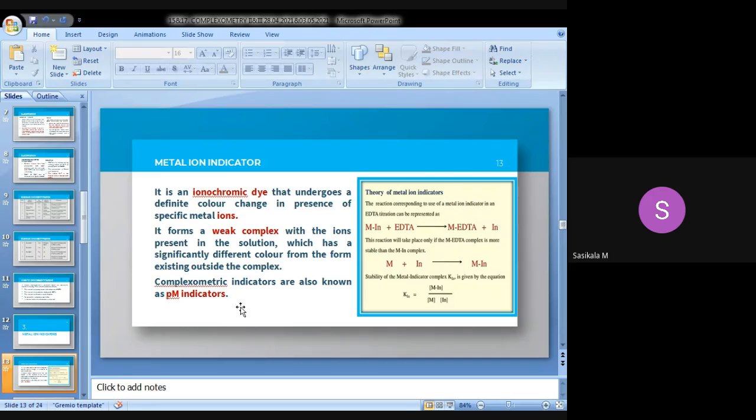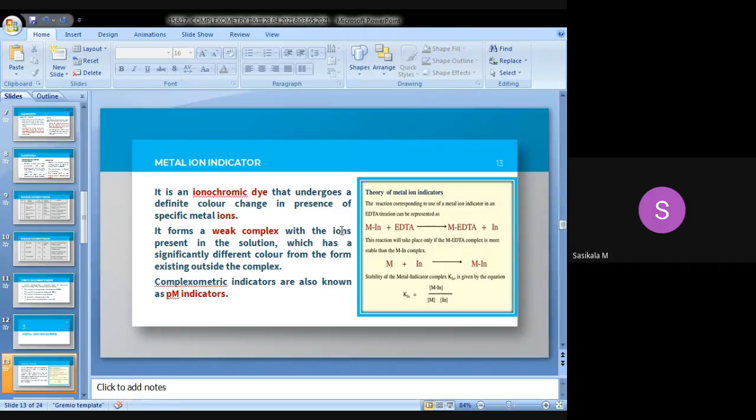If the question asks about pM indicators, what will you write? Complexometric indicators. What is the common indicator used in complexometry? EBT. What is EBT? Eriochrome Black T. What is the other name for Eriochrome Black T? Mordant Black 2 or Solochrome Black T. So it may be called by three names. Okay, so this is about the metal ion indicator.